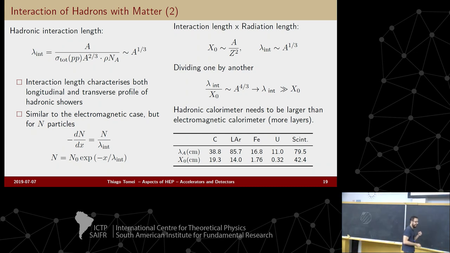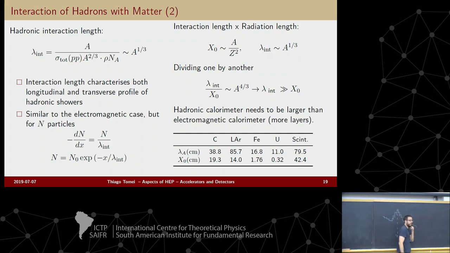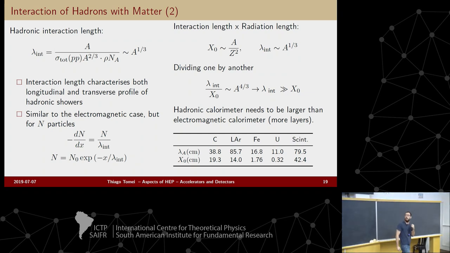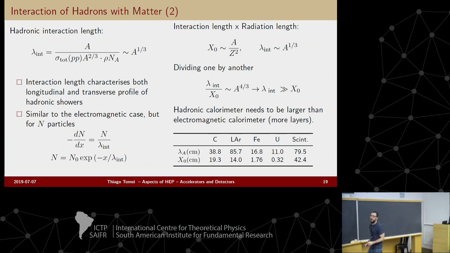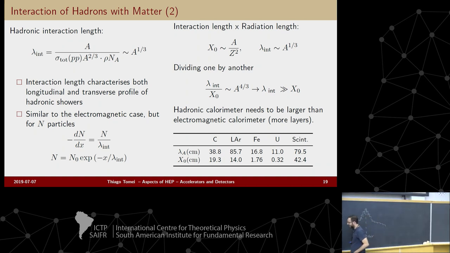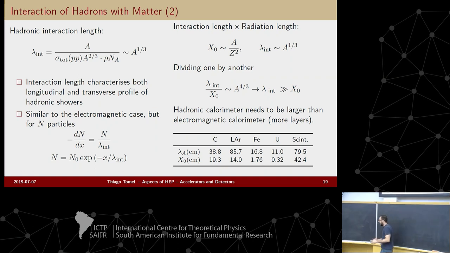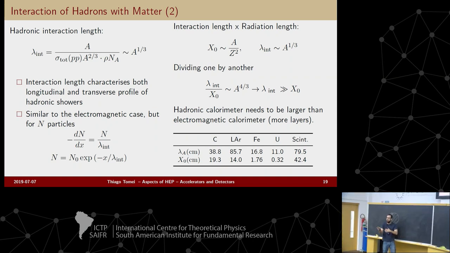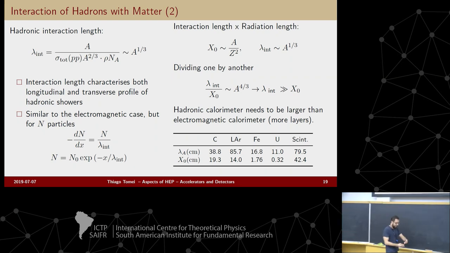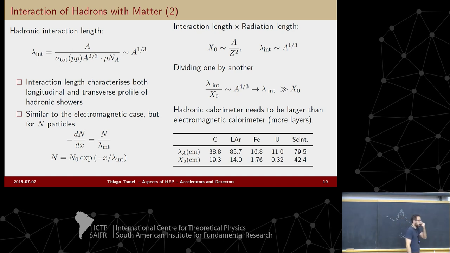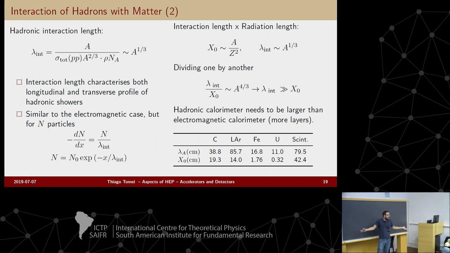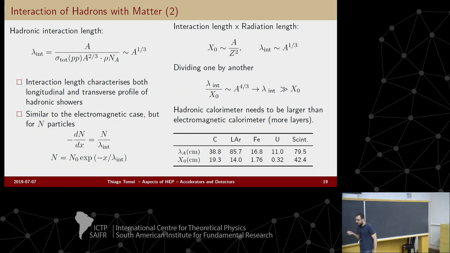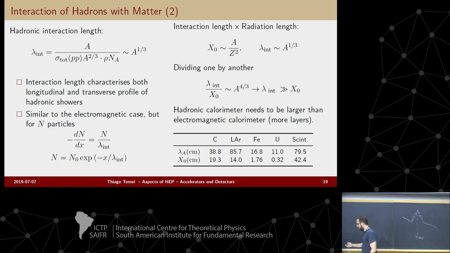A is a big number, right? A starts with hydrogen with 1, but quickly gets to 10, 20, 100. So the bottom line is that the interaction length of hadron interactions is much larger than the one for electromagnetic interactions. So that means that to completely stop a hadronic shower, you need much, much, much, much more matter than to stop an electromagnetic shower. So your calorimeter, we'll see this later, the thing that you use to stop and measure the energies of these particles, has to be bigger. Luckily, it can also be made cheaper, but then it would be a problem.